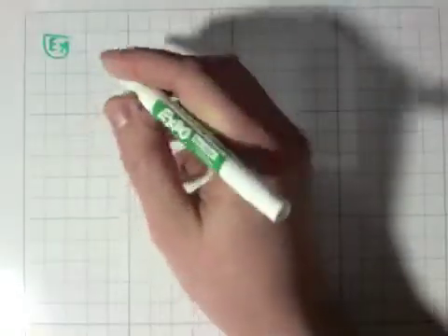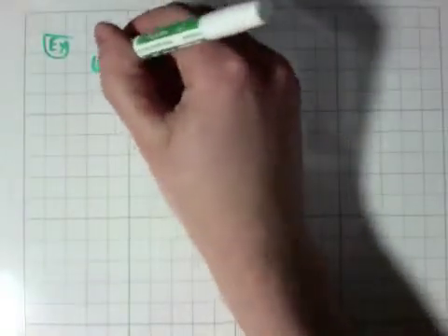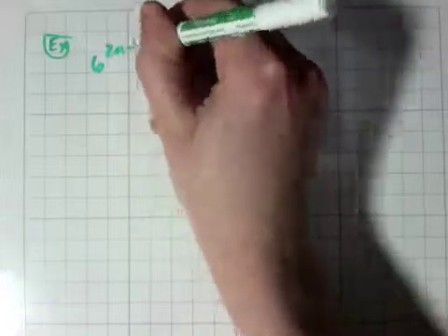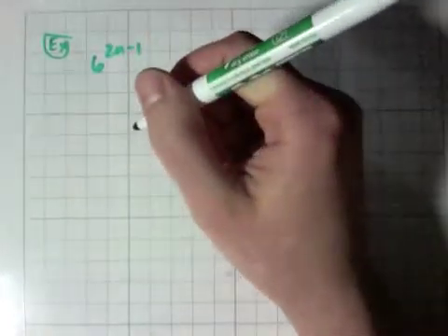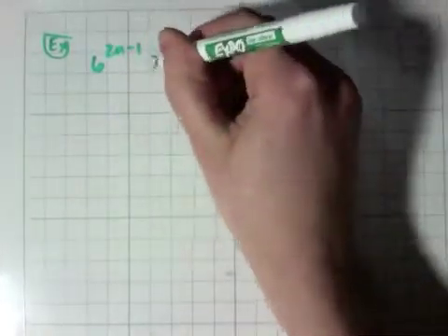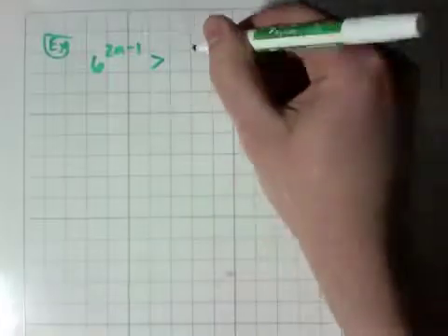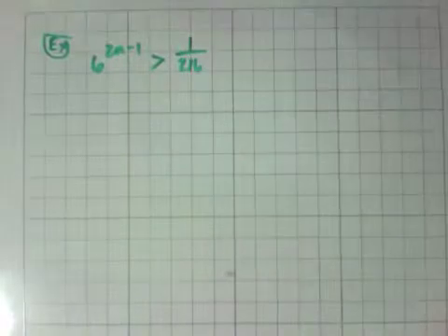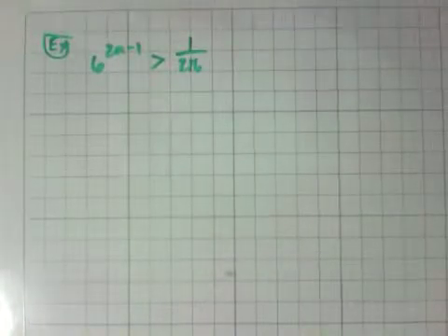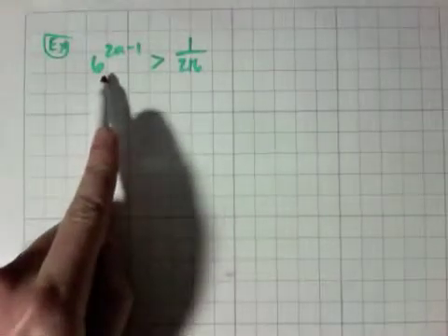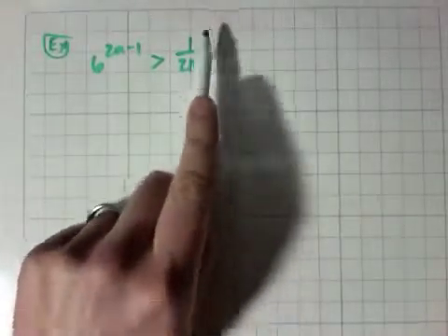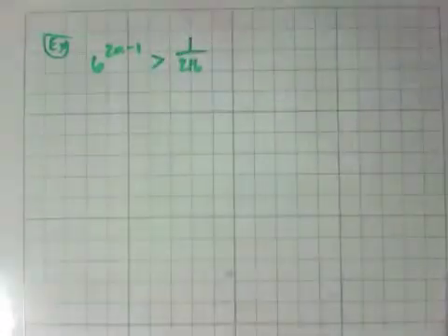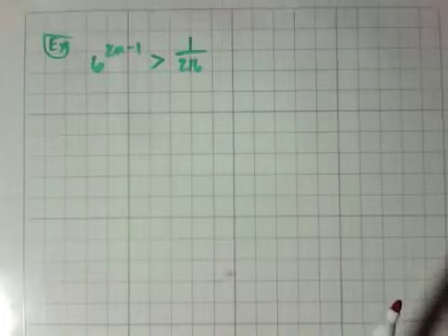This is a little bit more unique. 6 to the 2n minus 1, actually this is an inequality, is greater than 1 over 216. So it turns out this property also will have similar effects here. Now 6 is the base on the left side, and 1/216th is the base on the right side.